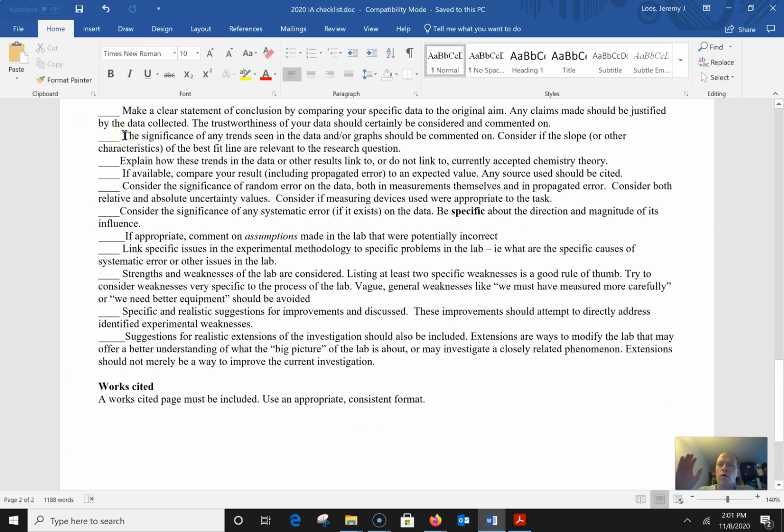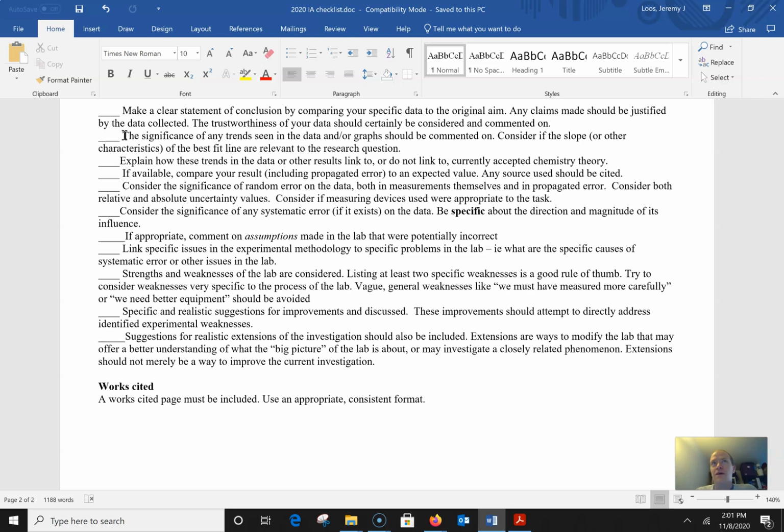But we want to basically answer the question in the RQ: how did this experiment address the RQ? You should justify by the data, don't overstep your data. We're talking about the trends in the data, in the graphs, anything like that. Is the slope meaningful? Is there anything meaningful in the trend line that we can talk about? How does this link to currently accepted chemistry theory?